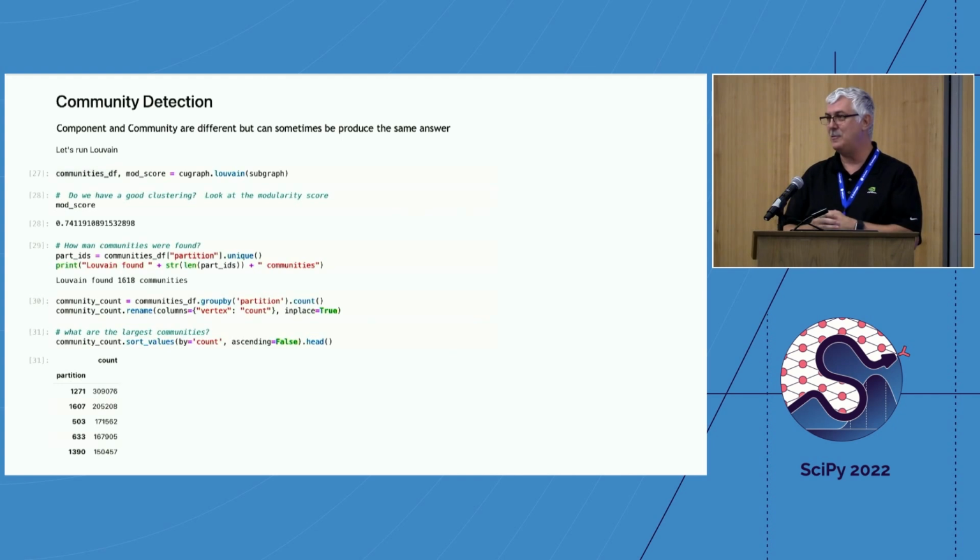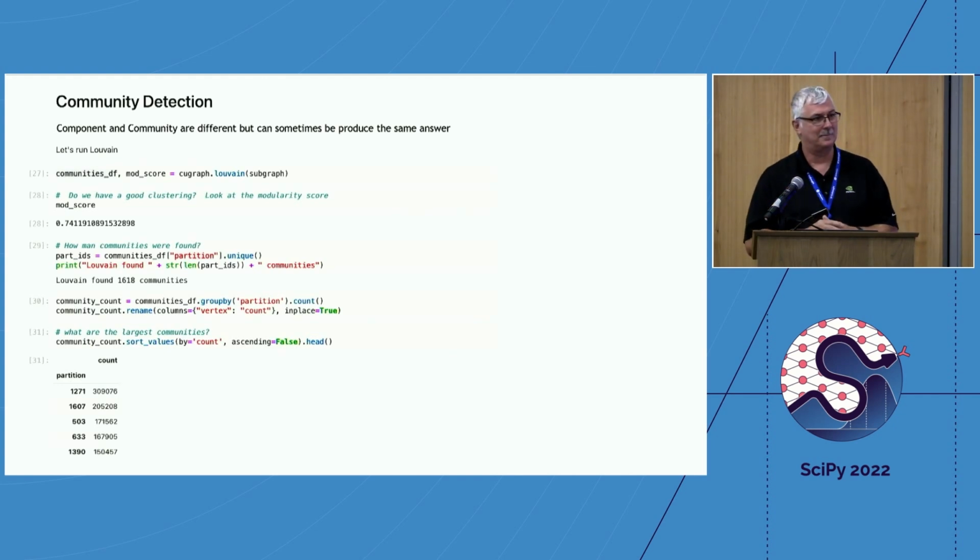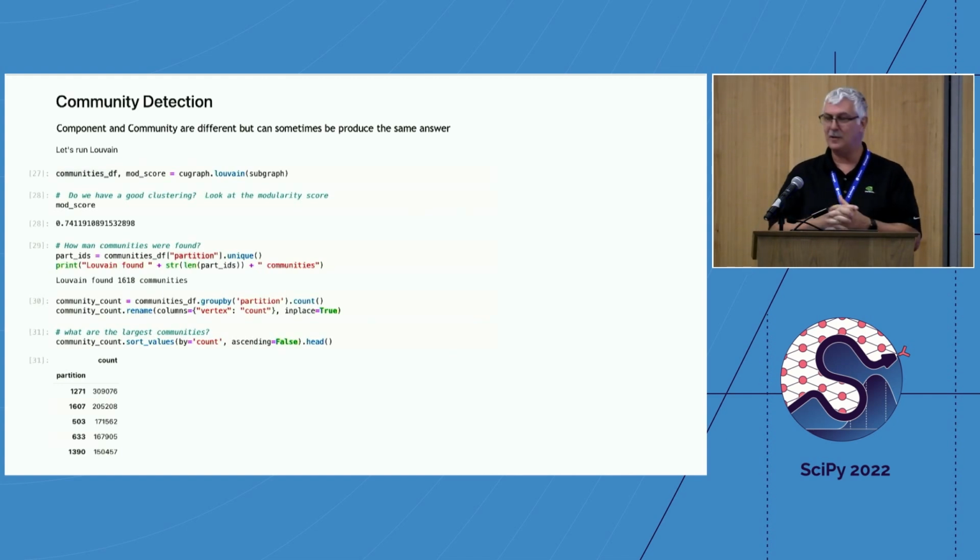So let's talk about community detection. A component can be a community, but not every community is a component. So there's a slight difference in them. In this case, we're going to run Louvain. Louvain is a modularity-based community detection algorithm. I'm not a fan of modularity, but it works, and a lot of people like it. It's incredibly fast. I run Louvain. I get a modularity score of 7.4, so it's very high.